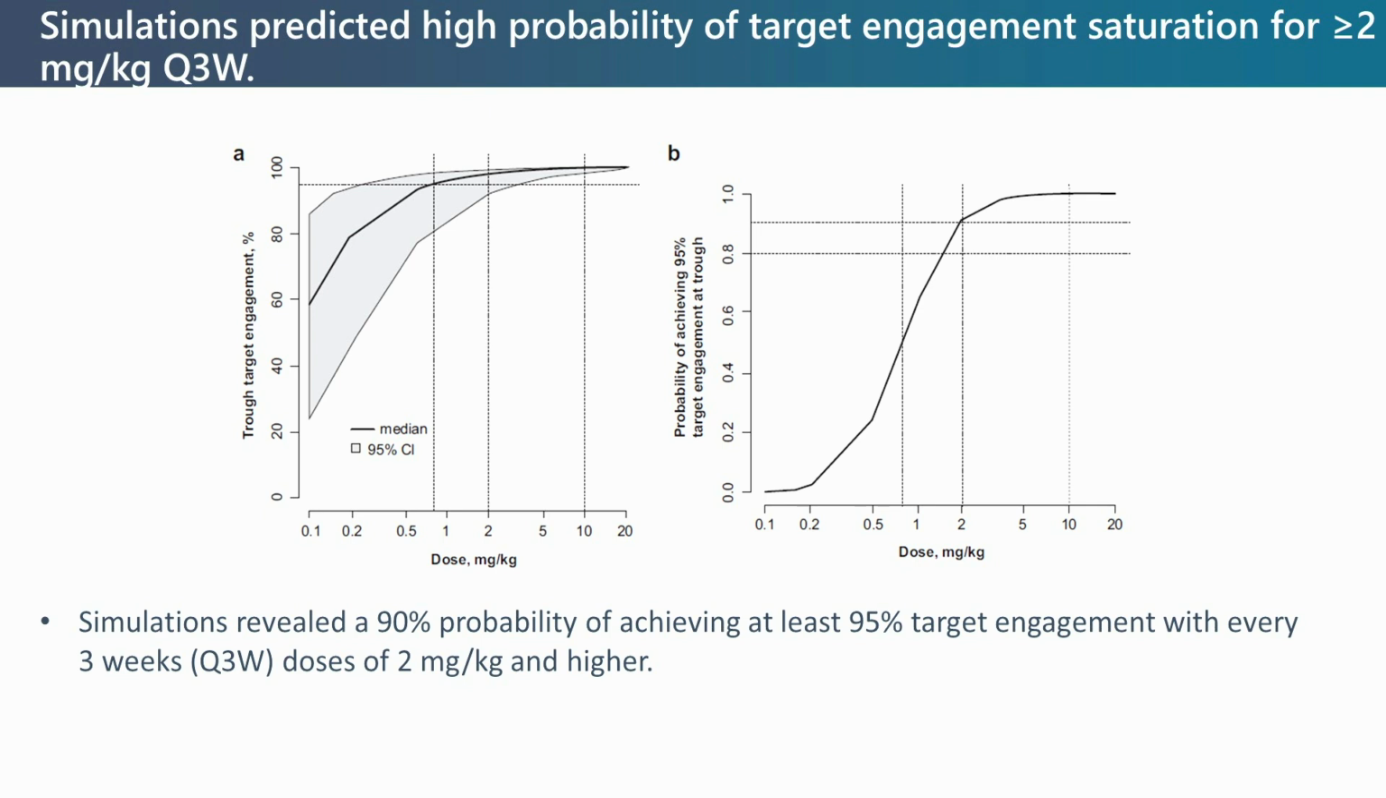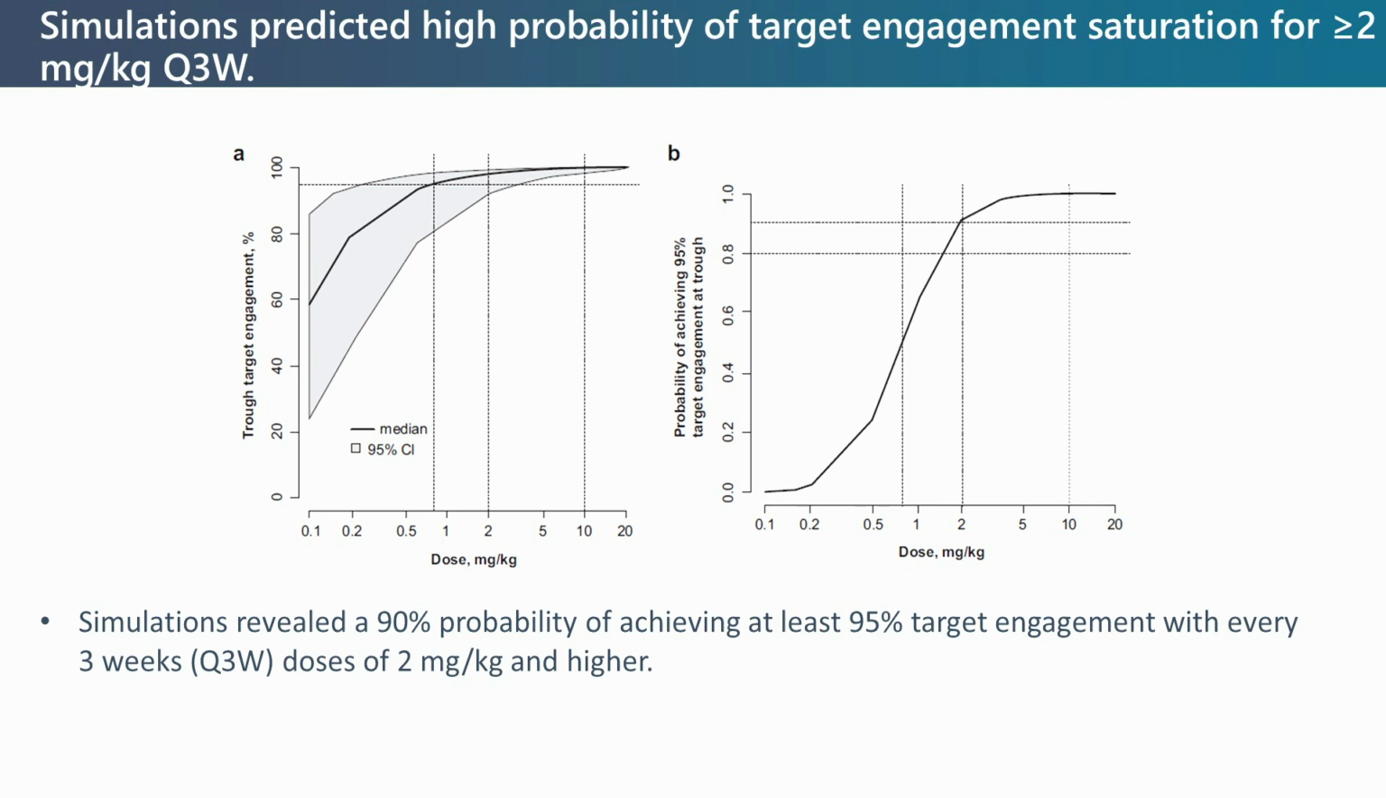The updated models that included data from Part A2 were then used to simulate target engagement across a range of doses of pembrolizumab. The graph on the left shows the percent target engagement at trough concentrations across a dose range of 0.1 to 20 milligrams per kilogram given every 2 weeks.